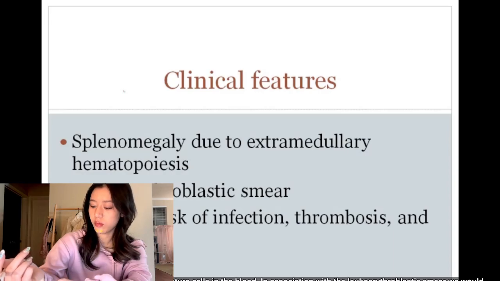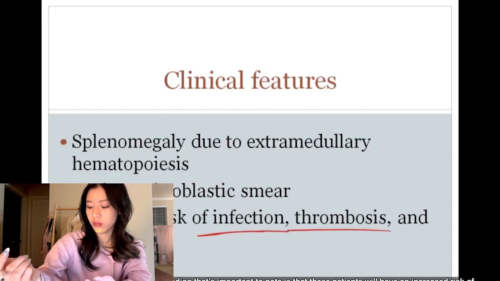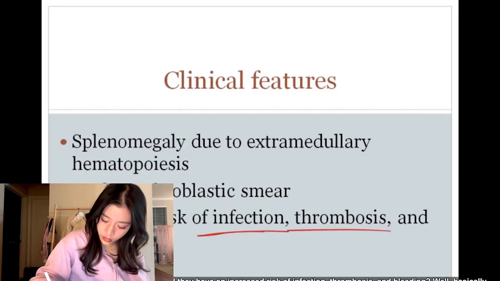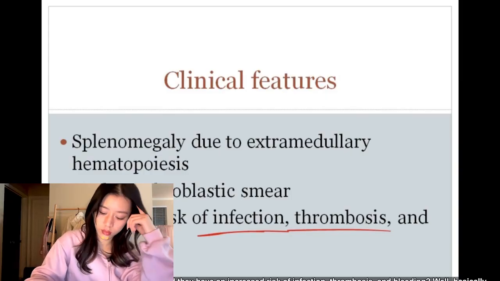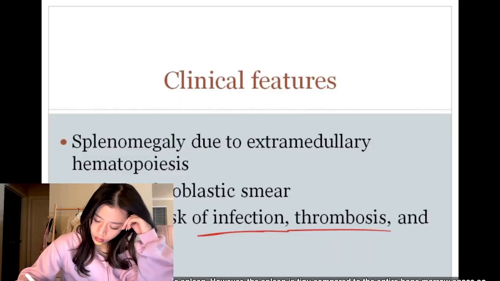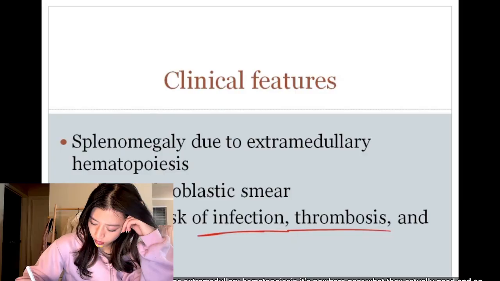The other finding that's important to note is that these patients will have an increased risk of infection, thrombosis, and bleeding. Now, why would they have an increased risk of infection, thrombosis, and bleeding? Well, basically, the bone marrow is no longer able to properly produce your red blood cells, your white blood cells, and your platelets. And the vast majority of hematopoiesis is now shifted over to the spleen. However, the spleen is tiny compared to the entire bone marrow space. So although the patients are producing some extramedullary hematopoiesis, it's nowhere near what they actually need. And so there's an increased risk of infection, thrombosis, and bleeding.